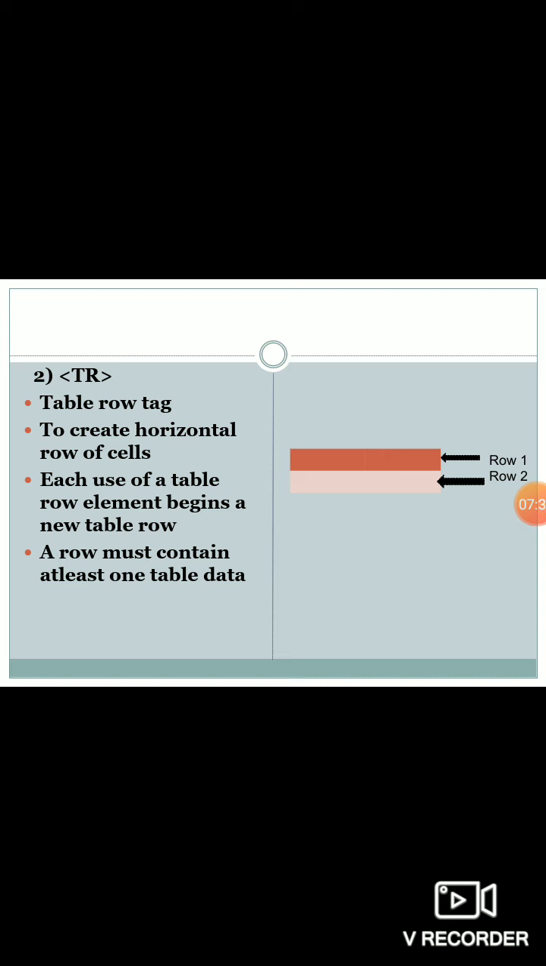Now each use of a table row element begins a new table row. That means how many times you are using the TR tag and closing of the TR tag, that indicates the number of rows. For example, if I want to create a table with 2 rows, that means you have to use 2 times TR tag with respective ending of the TR tag. Now a row must contain at least one table data. Whenever I say here I am creating one table, that means by default you have to use at least one TR tag.